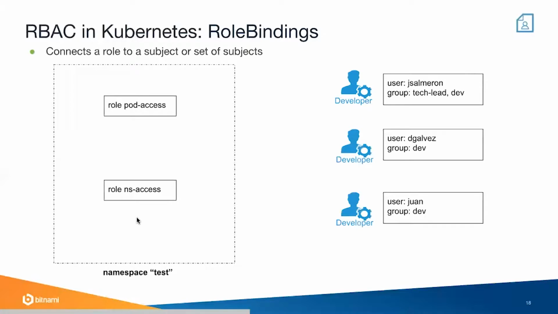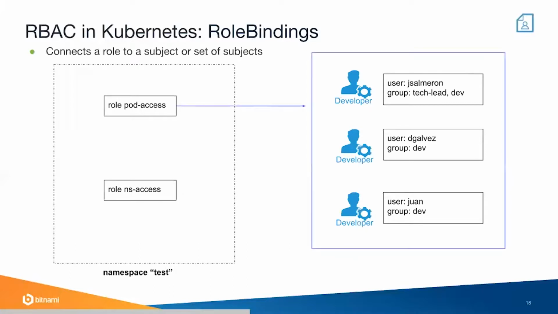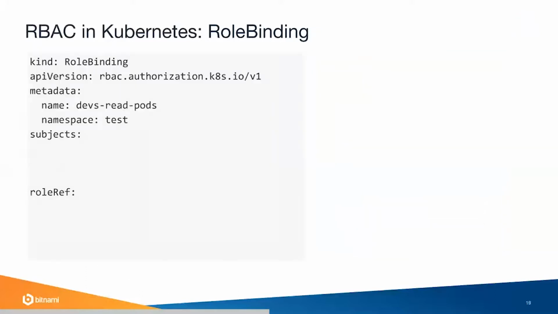So now I could decide, okay, for example, I want all of these users to be able to have the pod access role, to be able to read pods inside the test namespace. And for example, for the case of this user, Salmeron, myself, I want to also be able to do everything inside the cluster. So now I can play not only with usernames, but I can also play with groups. So I can just have this setting set in my cluster. Let's go to the YAML.